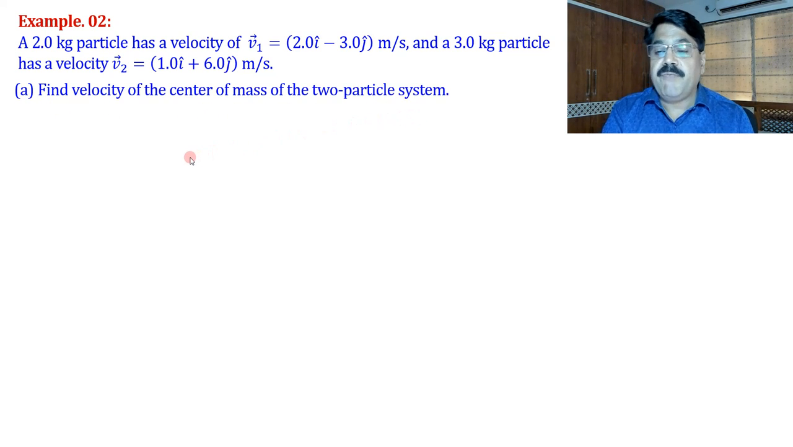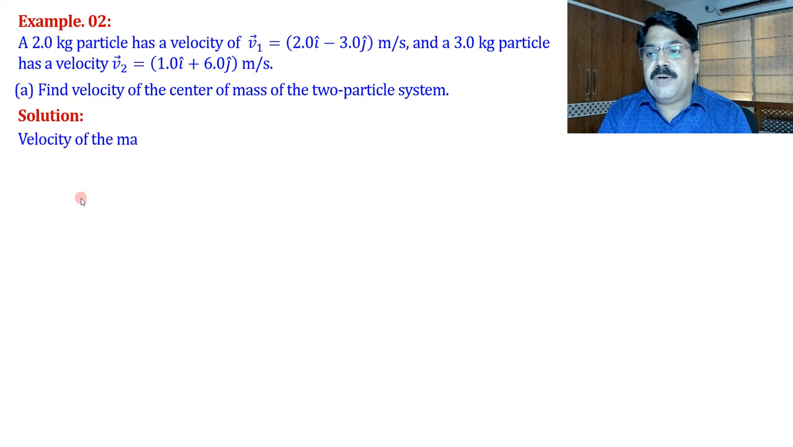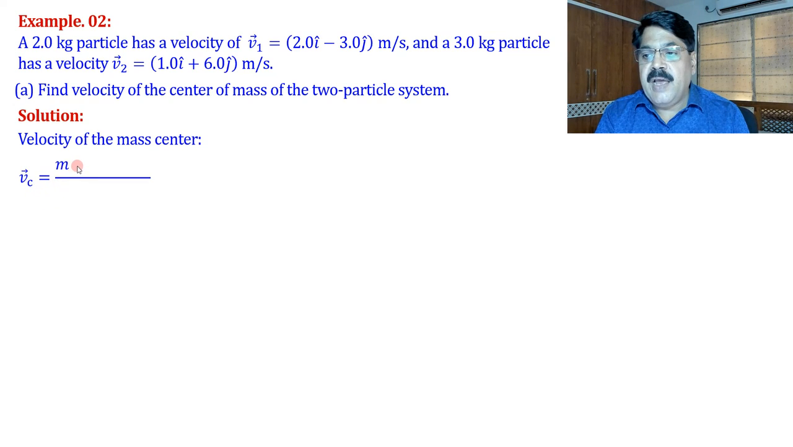So how can we find the velocity? That is again m1 v1 vector plus m2 v2 vector upon m1 plus m2. So we'll use the idea here. Velocity of the mass center, Vc vector, is m1 v1 vector plus m2 v2 vector upon m1 plus m2. Now we substitute the values: for m1 we substitute 2 kg, for v1 we substitute this, for m2 we substitute 3 kg, and for v2 we substitute this value.